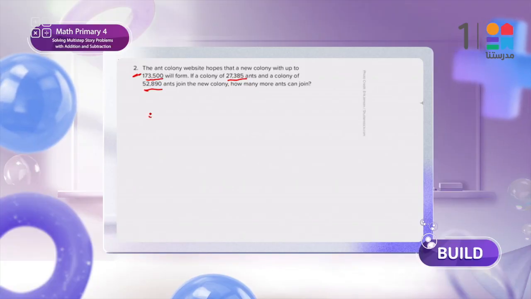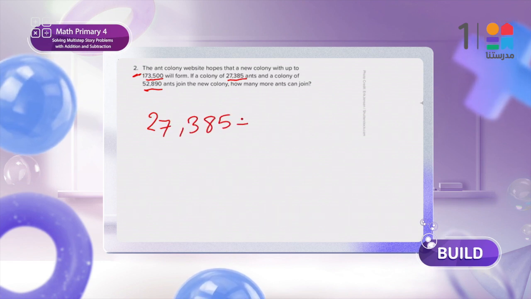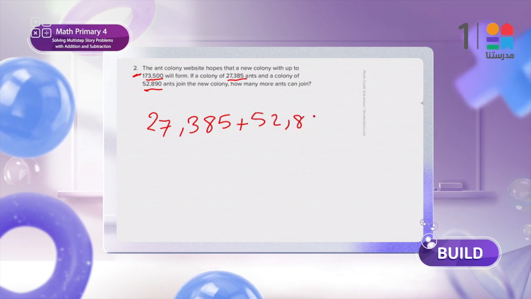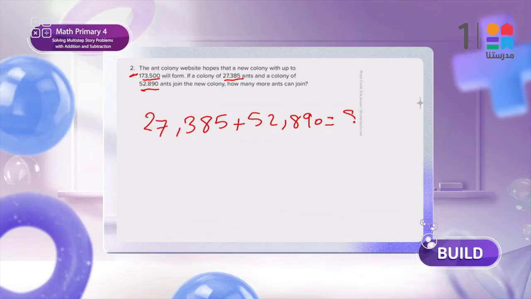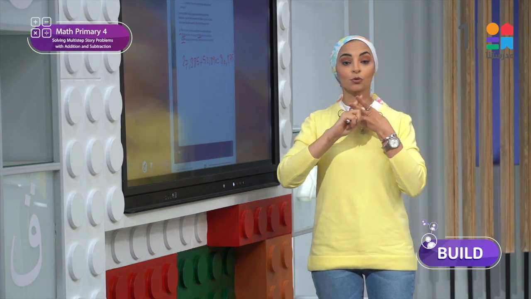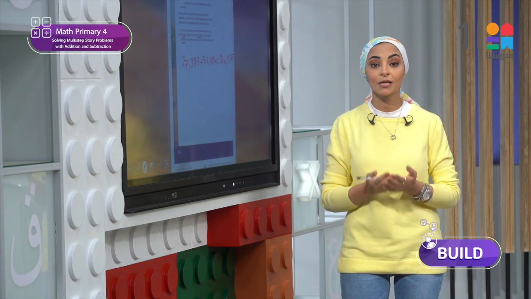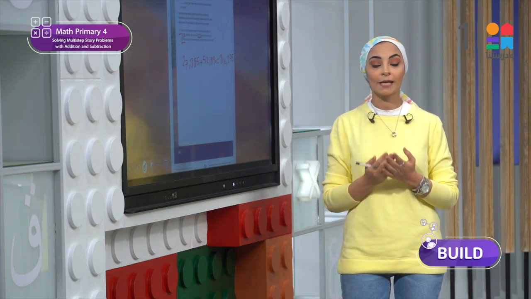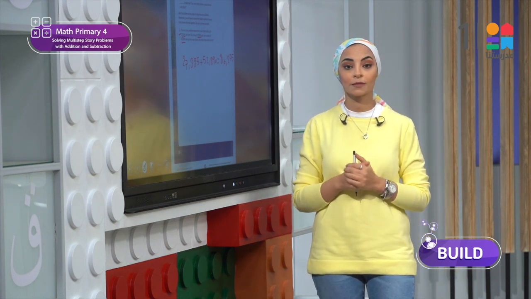27,385 plus what? Yes, plus 52,890. So, who can tell me the answer? Right, the answer is 80,275, as you did. Now, the last step, the second step, is to do what? Is to subtract the sum we have from 173,500. Why? To get the number of ants the website hopes to join the new colony.